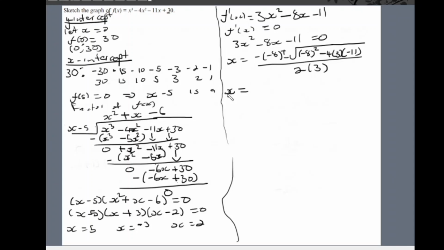I get 11 over 3, which is 3.67, right? Or another x value is, I get minus 1, right? Or x is equal to minus 1, right? So these are the x coordinates of the turning points, right?